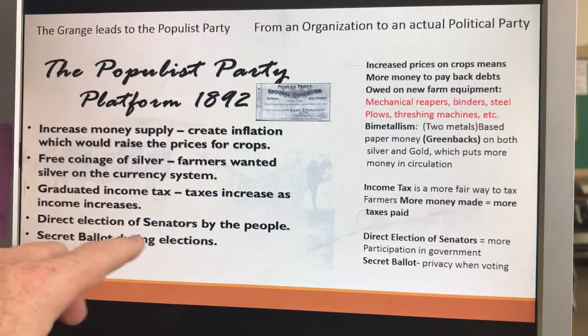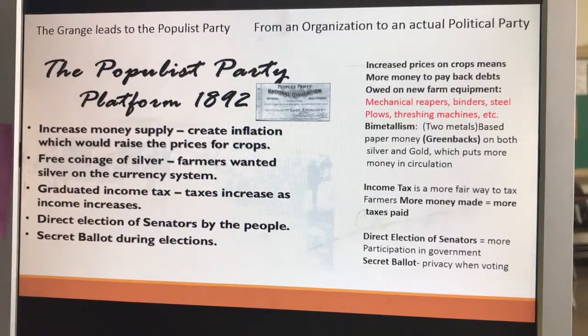They also wanted the direct election of senators. They didn't feel like they were being represented fairly. People in the major cities were getting all the elected officials, and they were being listened to, but people on the farms were not. So they wanted direct election of senators. They also wanted what they call a secret ballot, where when you went to go vote, you'd have secrecy, privacy when you voted. All three of these things did happen.